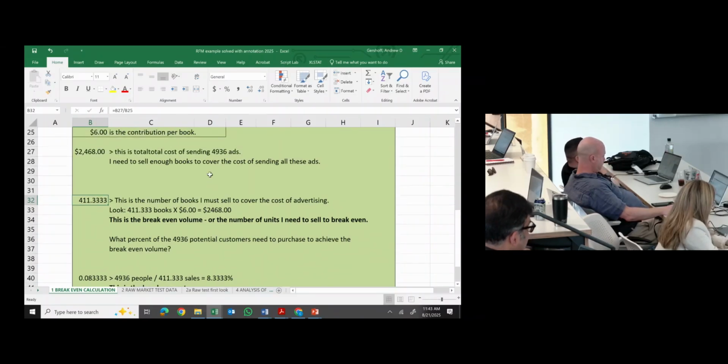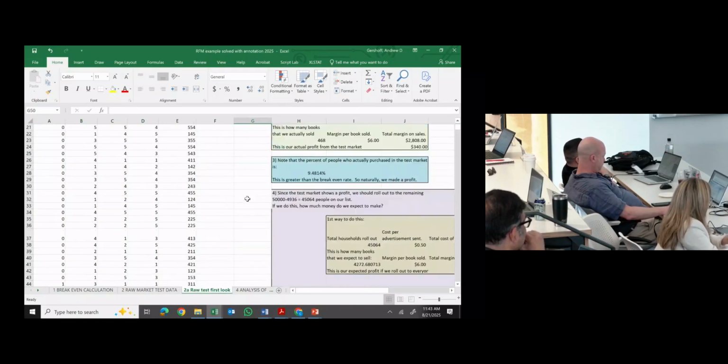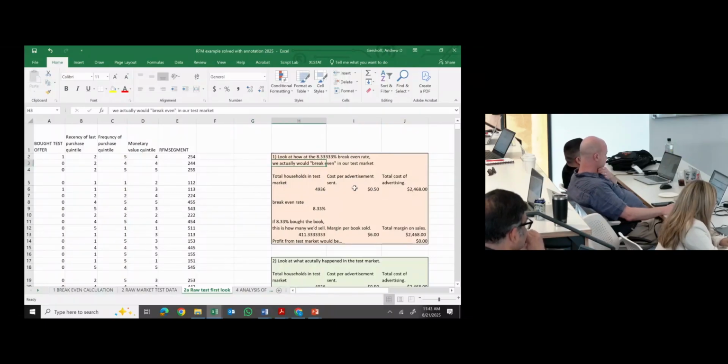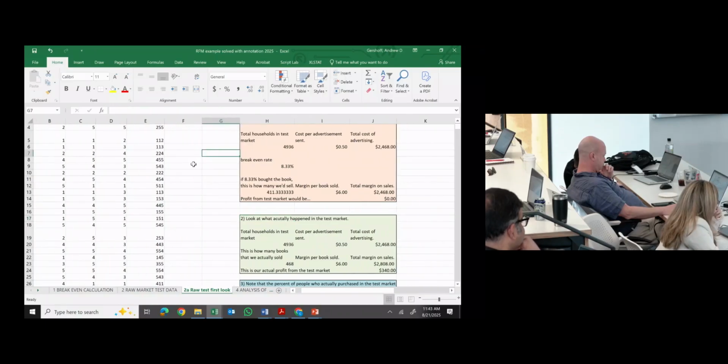So for your homework, you're going to have to solve what is the break-even rate that I need. And so I'm going to go back to my raw test data, and I'm not going to do any pivot tables yet. We can just take a first quick look at this raw test market data. And so here's what I need in order to break even, 8.3%, so this is what I've already described. Let's look at what actually happened in the test market.